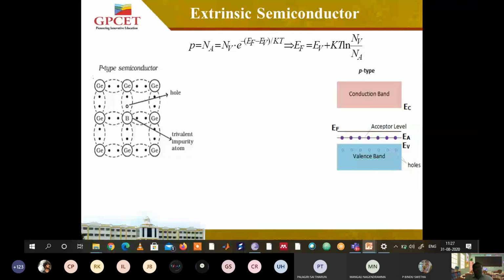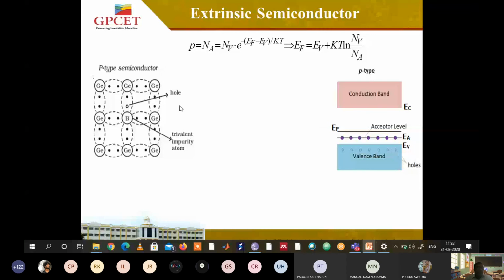This is an extrinsic semiconductor. Extrinsic means anything added externally to an intrinsic semiconductor, or anything added externally to a silicon atom or a germanium atom. Externally, we are adding some energy to the pure semiconductors, it may be germanium or silicon. For example, here I am taking a germanium atom. How many electrons are at the outermost orbit? 4 electrons are there at the outermost orbit.